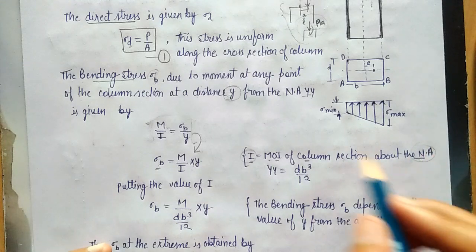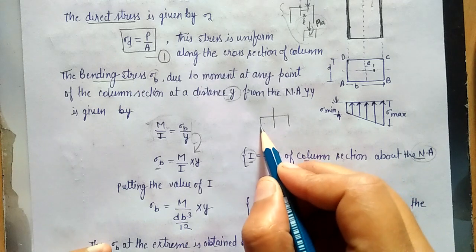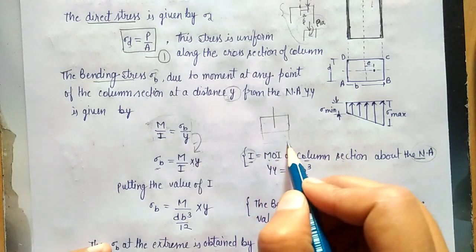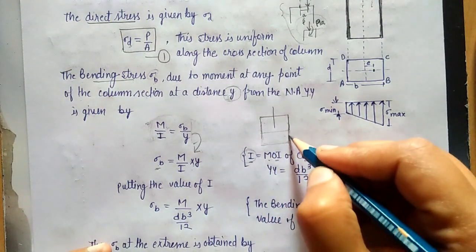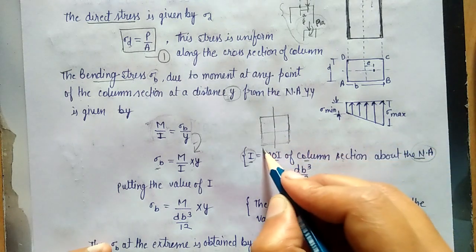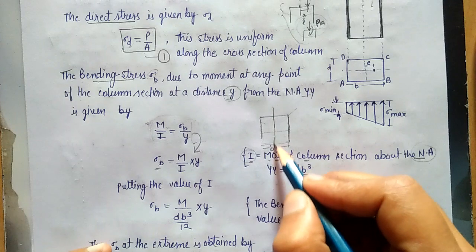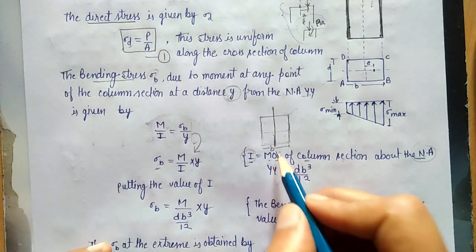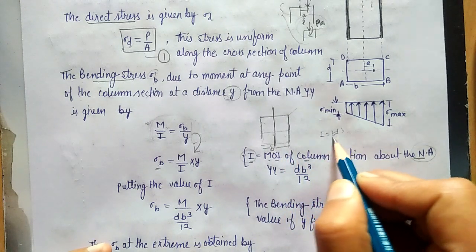So if there is a column and this is the neutral axis, suppose like that. I'm not showing the length of the column because there is no space here. This is our b and here is our d. So what is the moment of inertia? The moment of inertia in general comes out as I equals b d cube by 12.